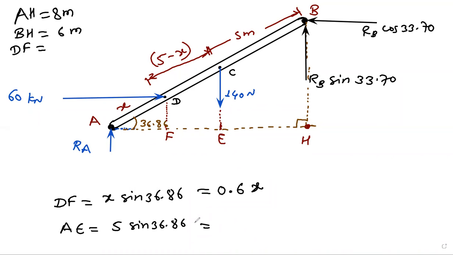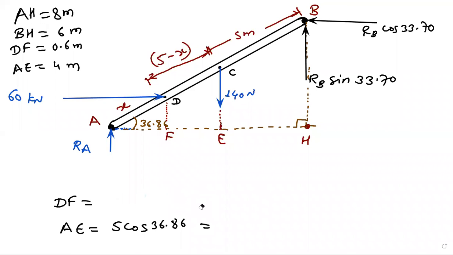Hypotenuse AC is 5 meter. And sorry, I am not taking the AC, that is cos. AE is 5 into cos 36.86. How much is it? 4.00. That is AE is equal to 4 meter. So why am I calculating distance? Because while you are taking the moment, you require these values, right?